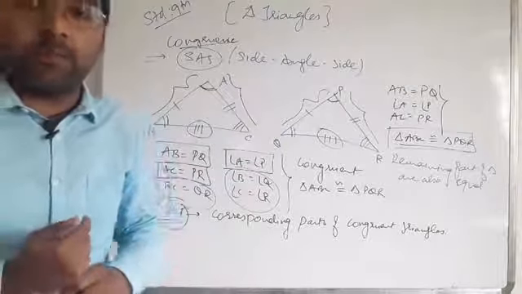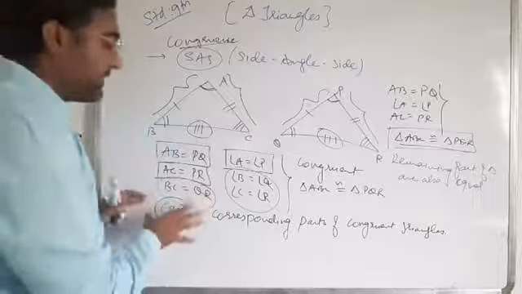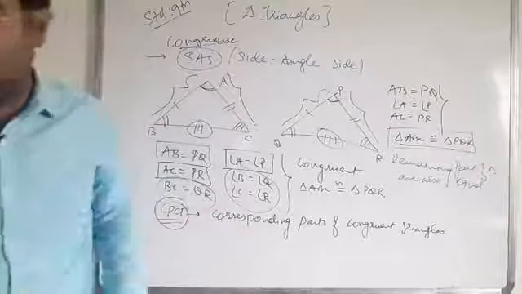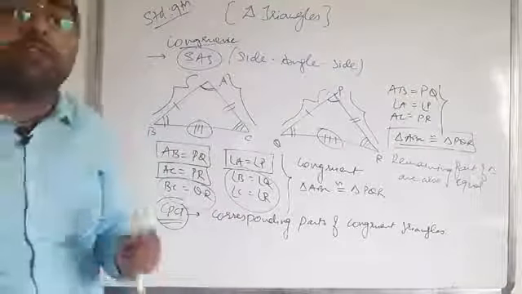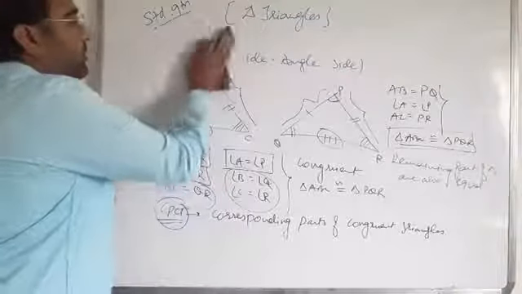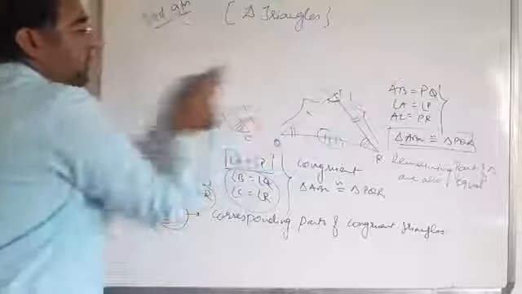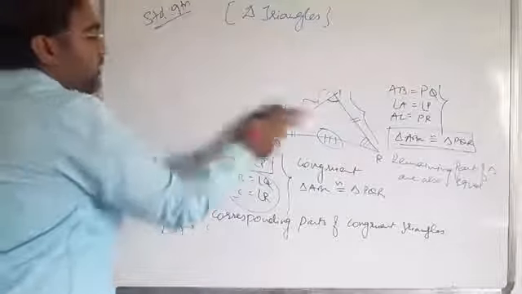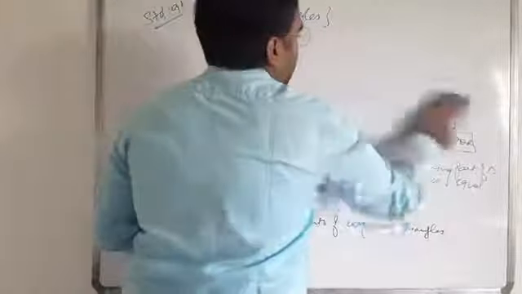Now we have to move to exercise 7.1. You have to be clear on the CPCT rule. If you have any doubt, please notify me, then I'll explain it to you in the doubt session lecture.